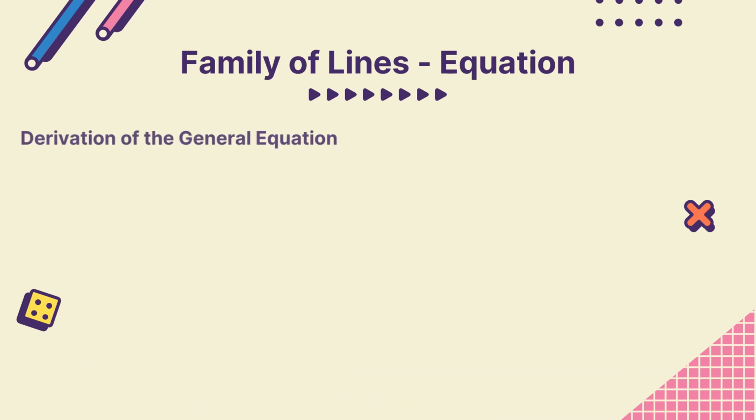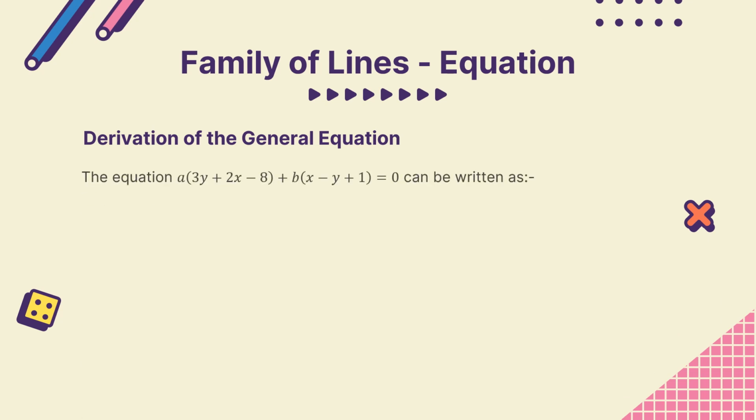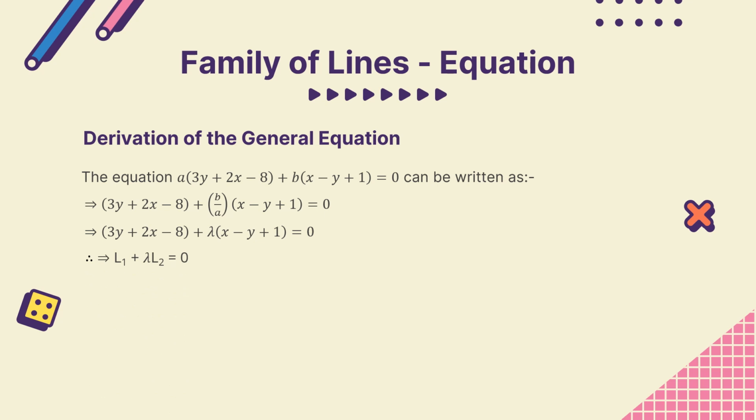Now look at the derivation of the general equation. We can rewrite the equation as 3y plus 2x minus 8 plus b by a times (x minus y plus 1) equals 0. In that equation, we can replace b by a with a value lambda. So the final result is L1 plus lambda L2 equals 0.